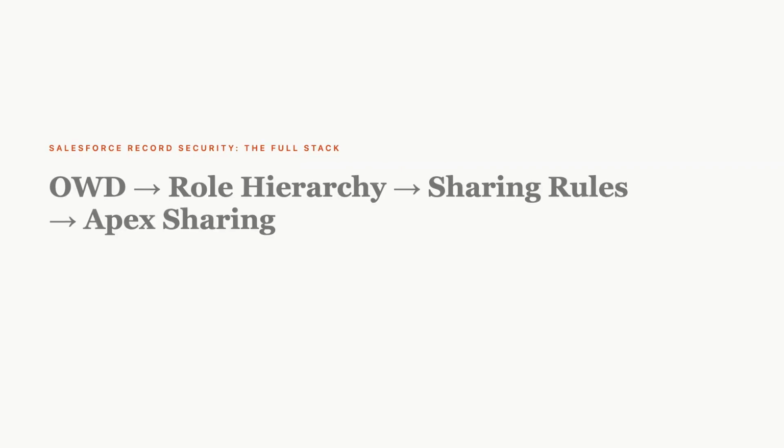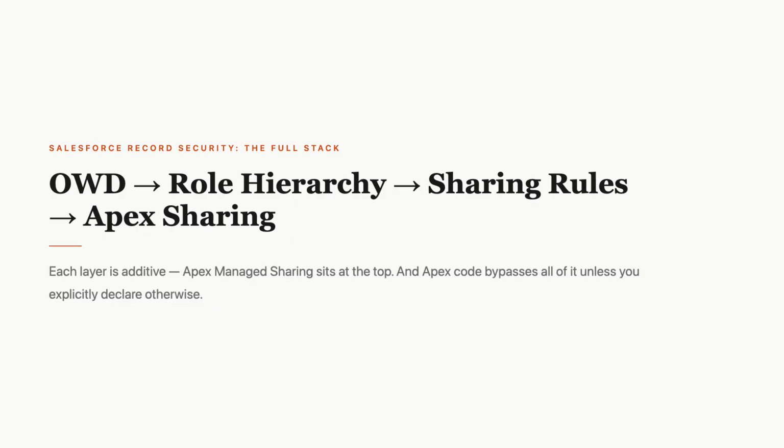Before writing a single line of Apex, understand the security stack Salesforce uses to decide what a user can see. It starts with organization-wide defaults, the baseline visibility for each object, the floor. On top sits the role hierarchy. Managers can see records owned by people below them. Then sharing rules extend access based on ownership or criteria. Finally, manual and Apex managed sharing add individual exceptions. When Apex runs without the right keyword, it skips every layer of this stack entirely, returning all records regardless of who is running the code.